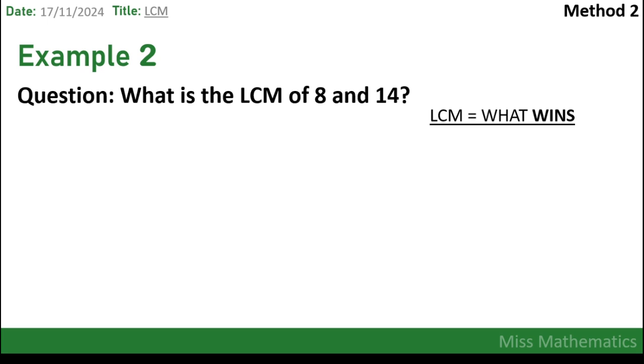Example 2. We're going to use method 2 here. I call this method the what wins method. In highest common factor we use the what loses method, but in LCM we use the what wins. So find the LCM of 8 and 14.